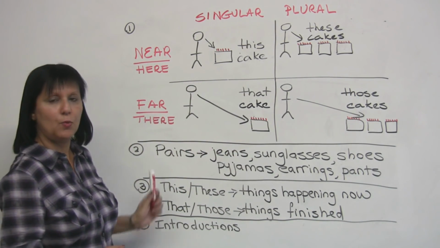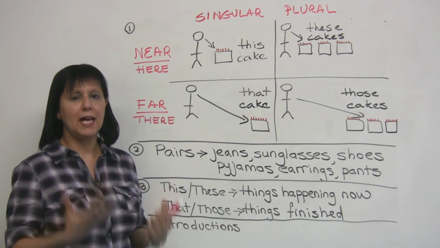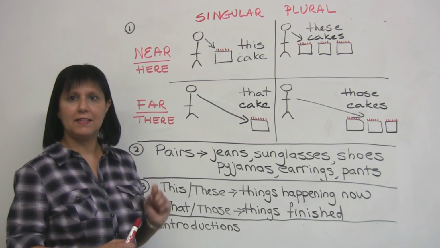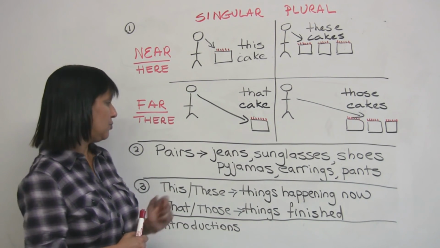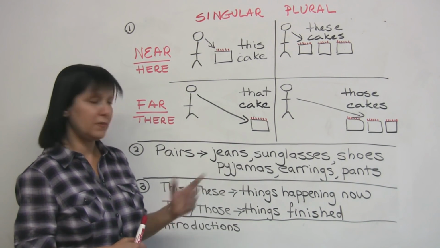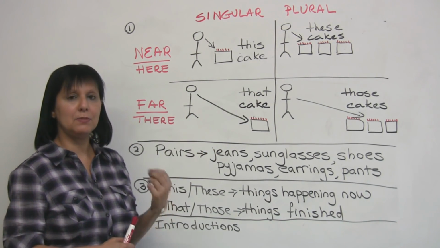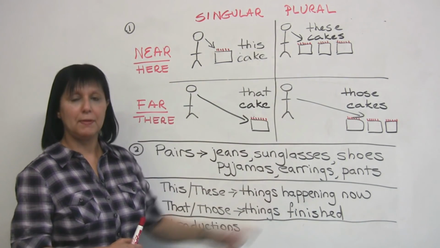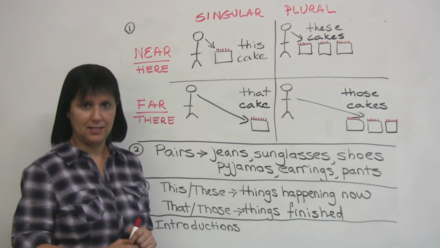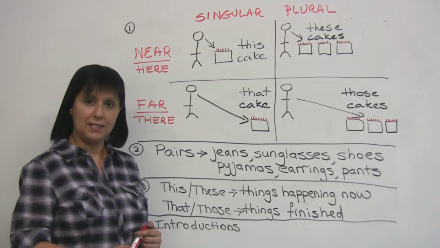Second point, when we talk about items that come in pairs, we always have to use the plural. Alright? So you cannot say that jeans. You can only say those jeans. Those or these. Okay? These or those, depending on if they're close to you. But it has to be the plural version. Many people make a mistake and they say, I like that jeans. You can say that pair of jeans. That's okay. Then it's singular.